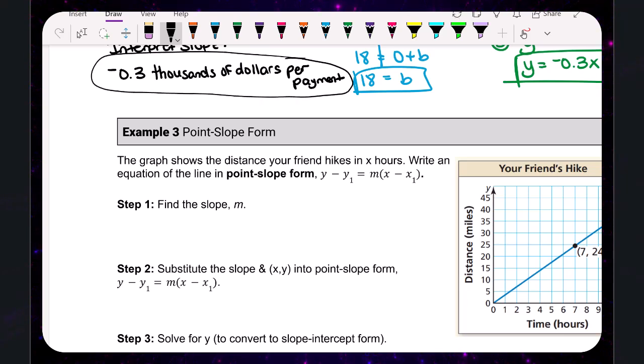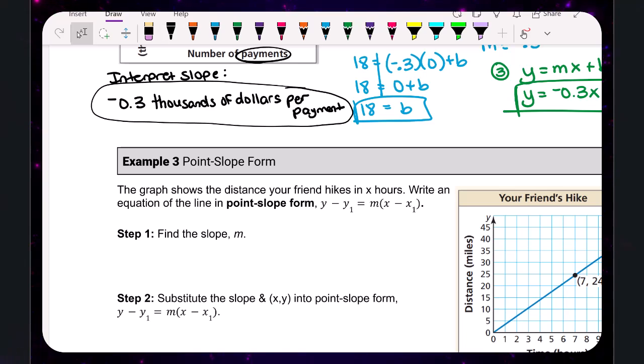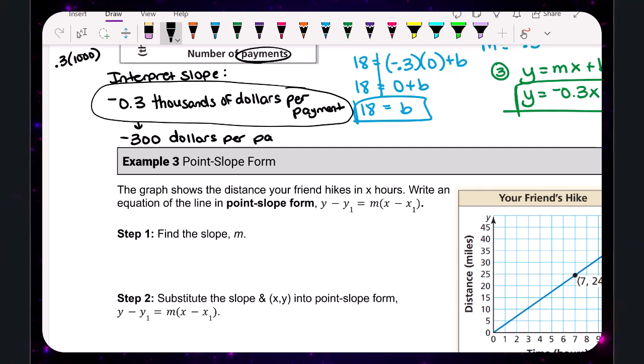But if you really want to think about it, what is 0.3 thousandths? Just on your calculator, do 0.3 times 1,000. You wind up with 300. So it makes more sense if you say negative $300 per payment. So every time you make a payment, you are losing $300 on your car loan.